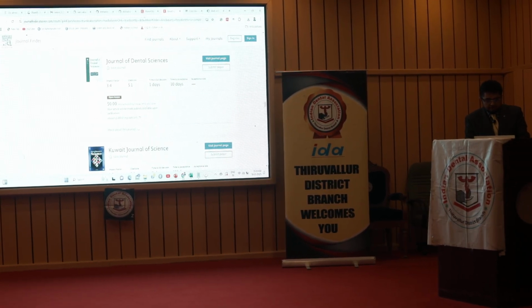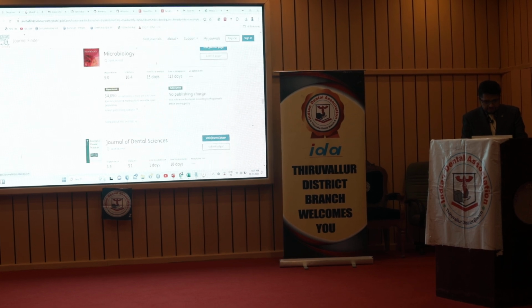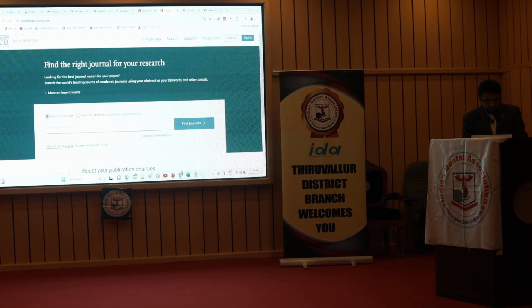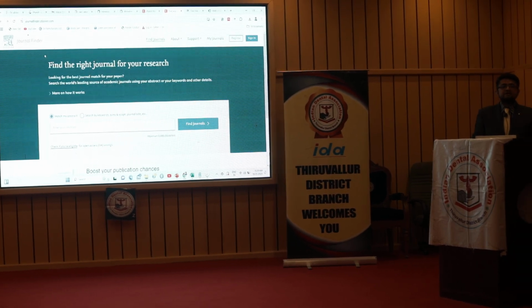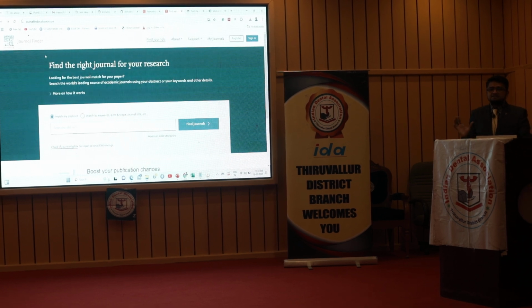So we have different types of databases. I'll start from the beginning. This is called Elsevier's Journal Finder. As far as dentistry is concerned, you have 3 or 4 major publication houses. One is Elsevier, second is Springer, and third is Wiley. And the next ones are databases: Scopus as well as Web of Science are databases. So moving on to the various publishers, I'm going to Elsevier's Journal Finder, and I have something called Match My Abstract.